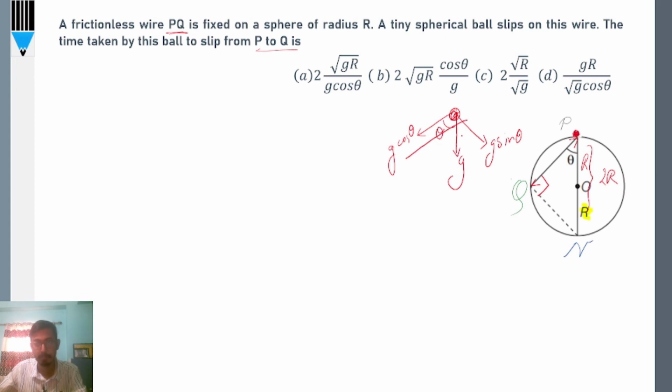Angle theta, right? So g cos theta and g sin theta. g cos theta would be responsible for moving this ball in the direction of PQ, and the g sin theta will nullify the effect of the normal direction this wire PQ will be giving. So g sin theta gets nullified because of the normal direction of the wire, and g cos theta would give us the acceleration.